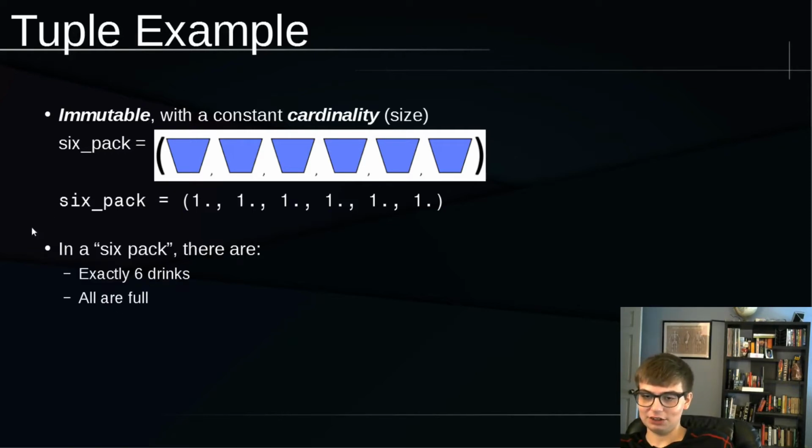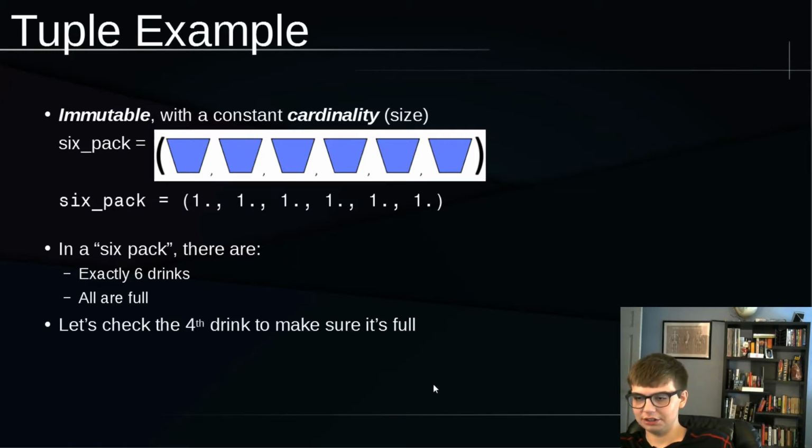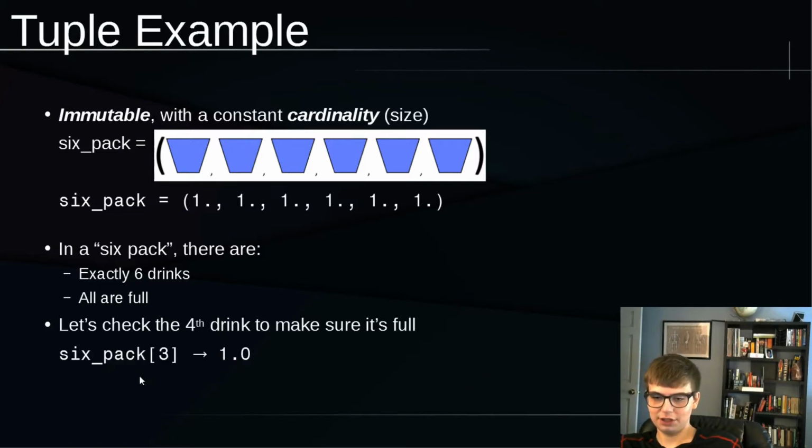So once again, here's our definition of a 6-pack. We have exactly 6 drinks: 1, 2, 3, 4, 5, 6, and all of them are full. We've got 1.0 in all of them. So if in our code we want to check to see if the 4th drink is full, remember, since we index at 0, our 4th drink is going to be 3, because it's going to be 0, 1, 2, 3, 4th. And if we put that in, our REPL will give us 1.0.